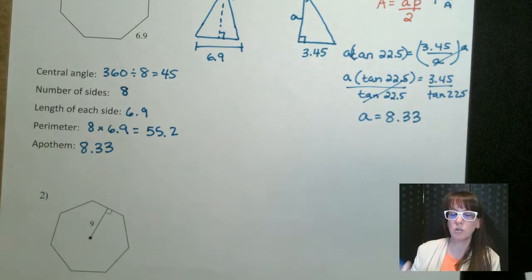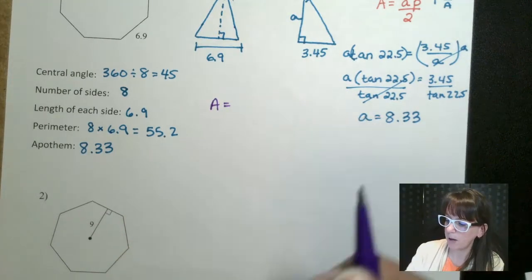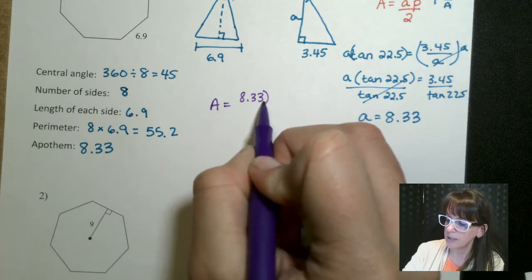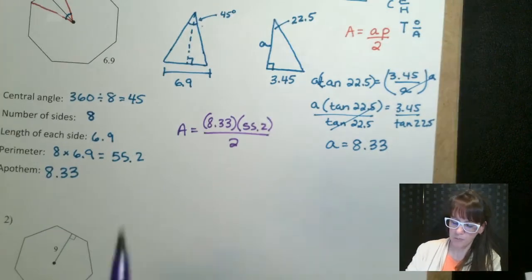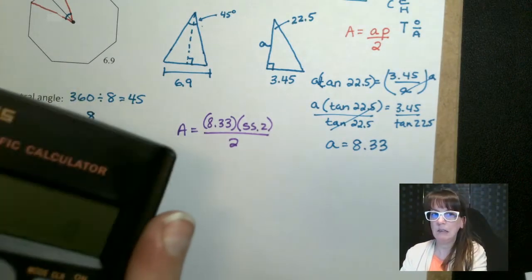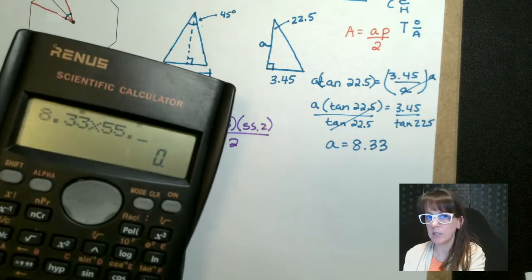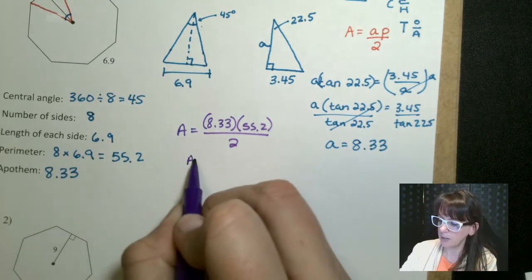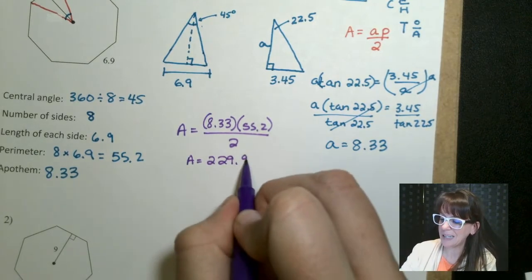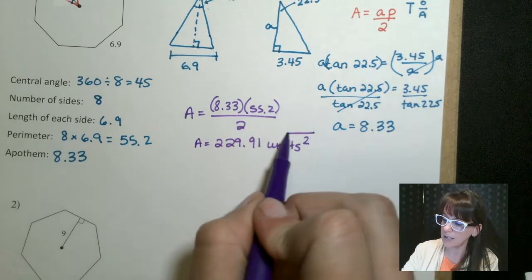So now that I've filled out my little chart here, and this is why I think this chart is really helpful, I have all the relevant information to find the area. So my area equals the apothem, which we know is 8.33, times our perimeter, which we know is 55.2, divided by 2. So when we go to do 8.33 times 55.2, hit equals, and then divide by 2, we end up with that number. Area equals 229.91 units squared. Since it's not specified, just use units squared. So there is our area.